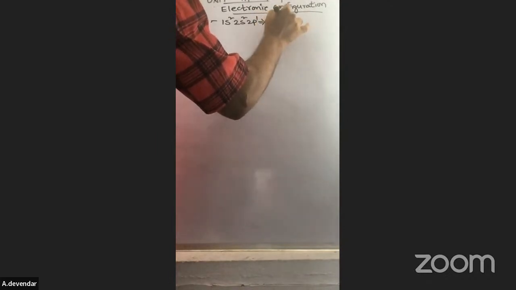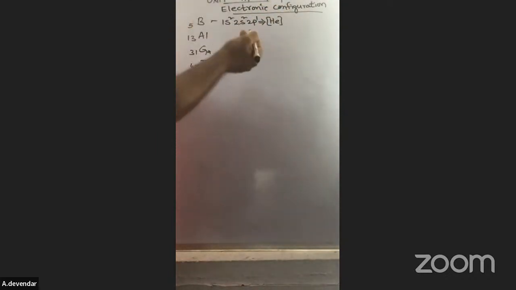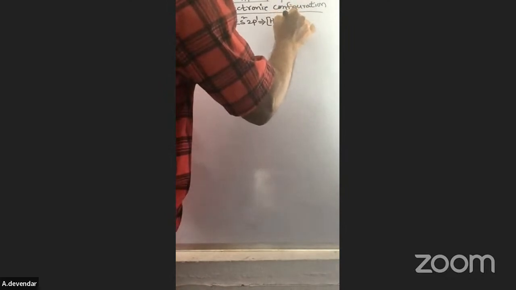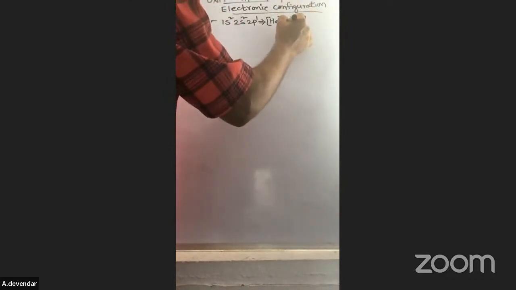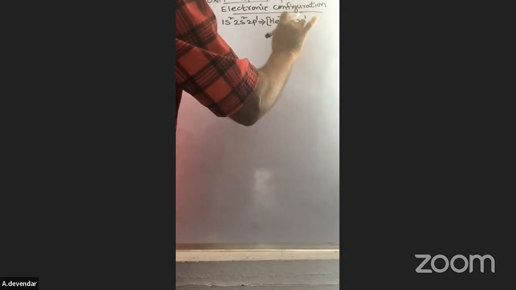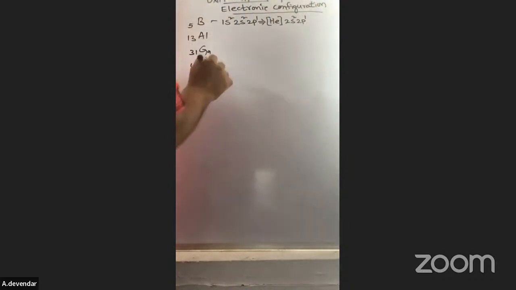Why are we writing the short form? Because it uses the zero group element representation, and then the valency electrons. These are the valency electrons, present in the second shell. The number of valency electrons is 3.